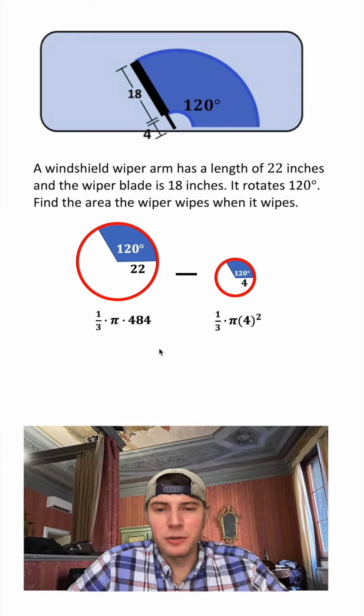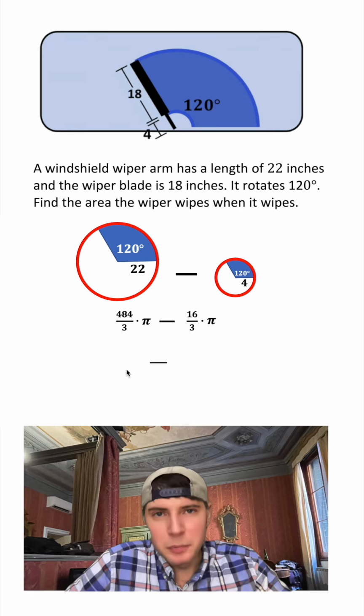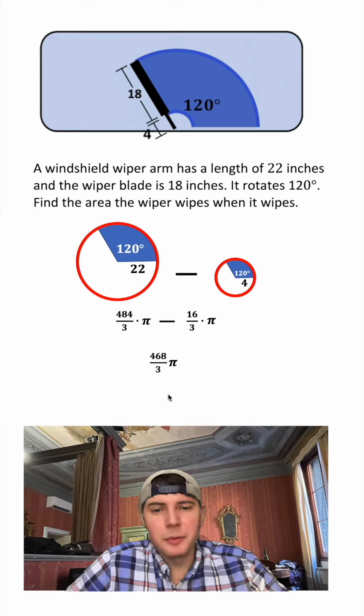22 squared is equal to 484 and 4 squared is equal to 16. We can multiply 1/3 times 484 to give us this, and we can multiply 1/3 times 16 to give us this. And now we're ready to subtract these two terms. So we end up with the fraction 484 minus 16 is equal to 468, and the denominator is equal to 3. And this will be multiplied by pi.